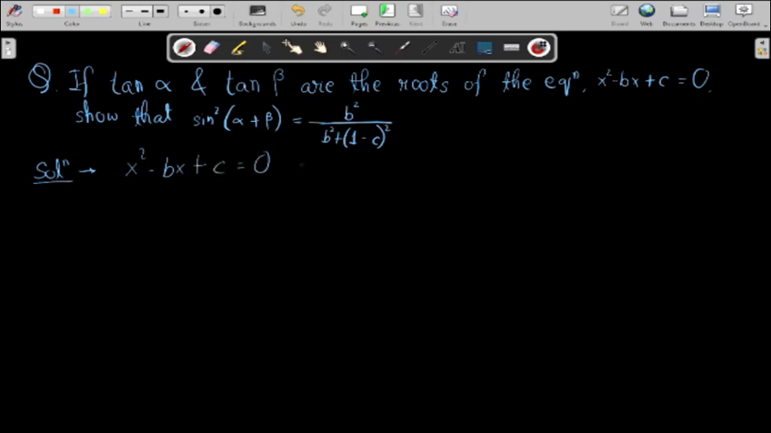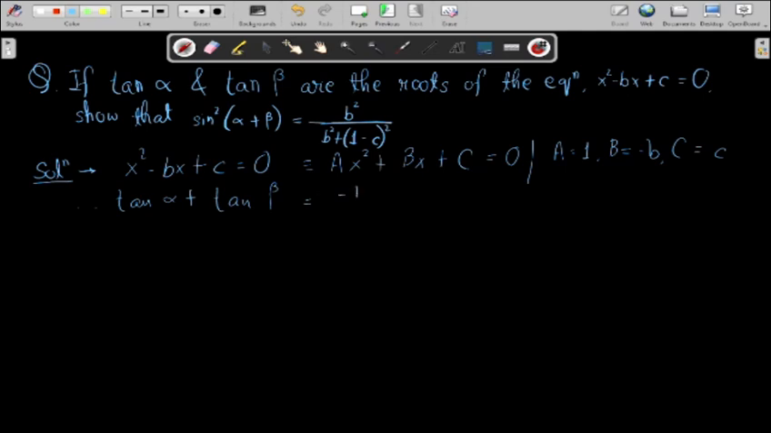Okay. So if we compare it with this equation, ax square plus capital Bx plus capital C equal to 0, we get a equal to 1, capital B equal to minus b, then capital C equal to small c, right? The roots are tan alpha and tan beta. So we can use the sum of roots. The sum of roots tan alpha plus tan beta will be minus of capital B by capital A, which in this case is negative of negative b upon 1, which gives us b.